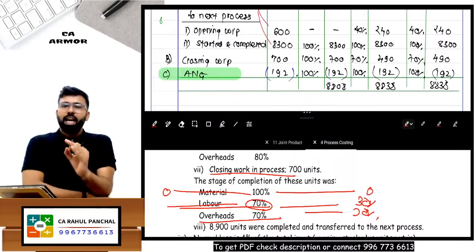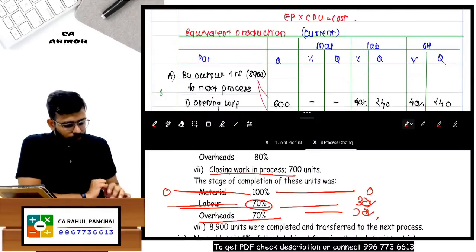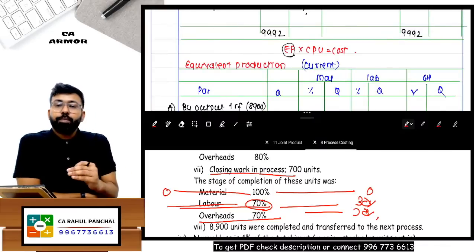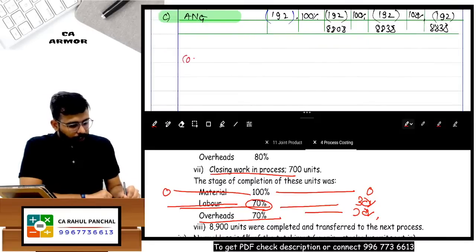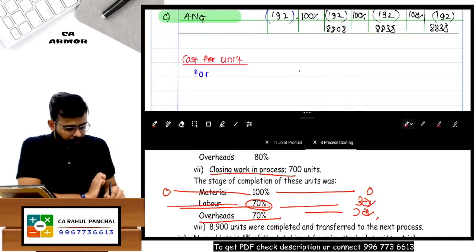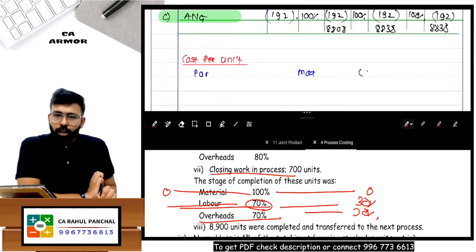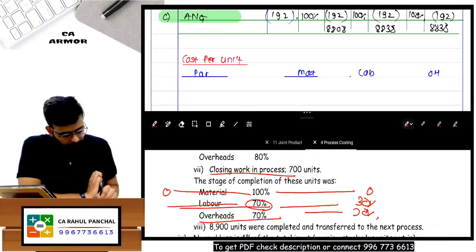Now, having done this, I have got my quantity, which is the first part. Now, what is my cost per unit? The next statement will be the statement showing cost per unit. Let us write down the cost per unit. How many costs are there? Three types of costs: material, labor and overhead. If I check the debit side of the process account, after opening WIP, there are three things: material, labor and overhead.